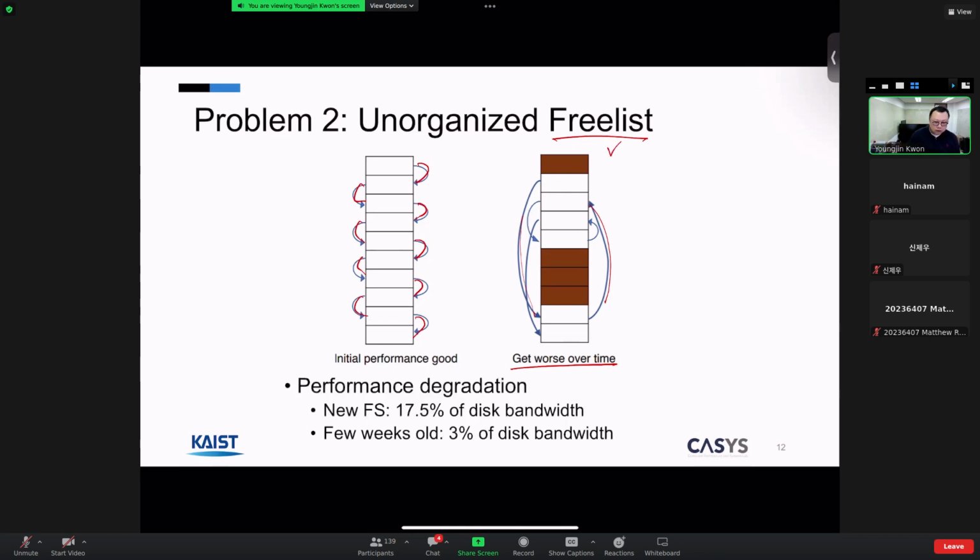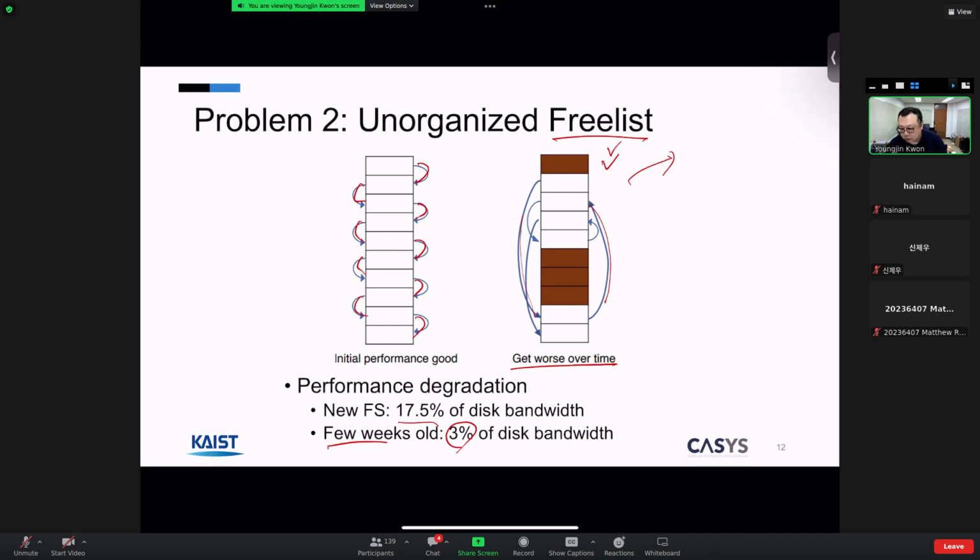So when you first purchase a disk and reformat the file system, you can achieve 17% of disk bandwidth. But a few weeks later, you can only achieve 3% of disk bandwidth because of this non-contiguous allocation in disk space. We know the answer, but they proposed a new data structure to manage block allocation.